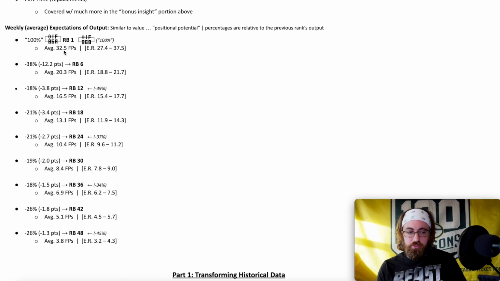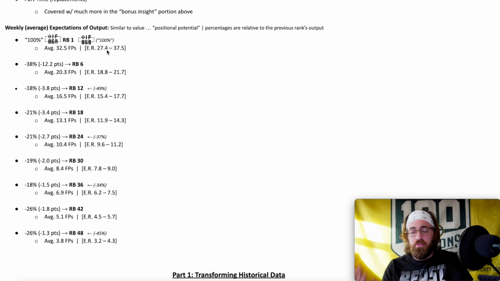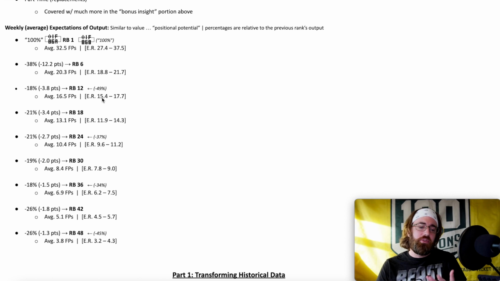Here we see that every week you can expect the RB1 to be scoring across the season. You can expect them to score 27.5 to 37.5 fantasy points. And then for the RB6 on a weekly basis, you could expect them to score within the range of roughly 19 to 22 fantasy points. The RB12, roughly 15.5 to 17.5 fantasy points. The RB18, roughly 12 to 14.5 or so fantasy points, and so on as you go down.